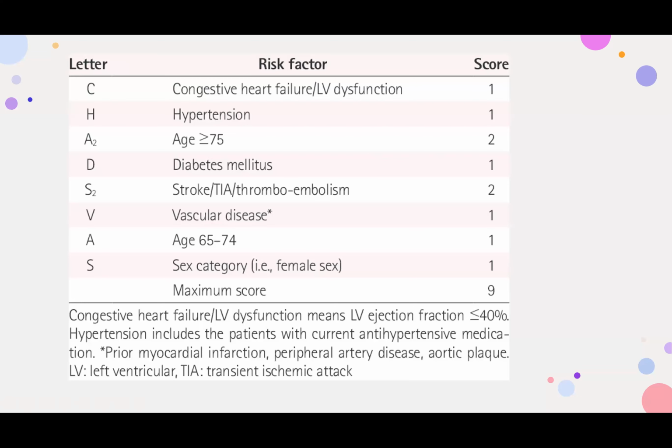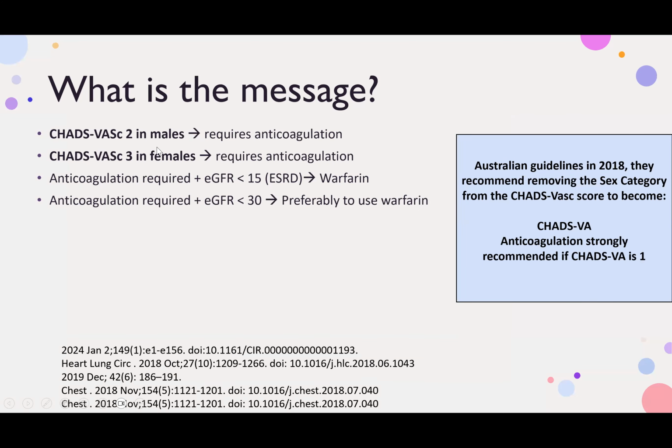Okay. All right. Now, the first question is, do we need to anticoagulate in this patient or not? The indication to anticoagulate or not depends on the CHA2DS2-VASc score. If it's 2 or more in males, then the patient needs anticoagulation. If it's 3 or more in females, then the patient needs anticoagulation. All right. Now, if the anticoagulation is required, but the GFR is below 15, then you are going to use warfarin. Now, how about if the anticoagulation is required and the eGFR is below 30? It's preferable to use warfarin in those patients as well, although there are some data for dose-adjusted NOAC and DOAC, but still the preferred option is going to be warfarin, even in non-valvular AFib.